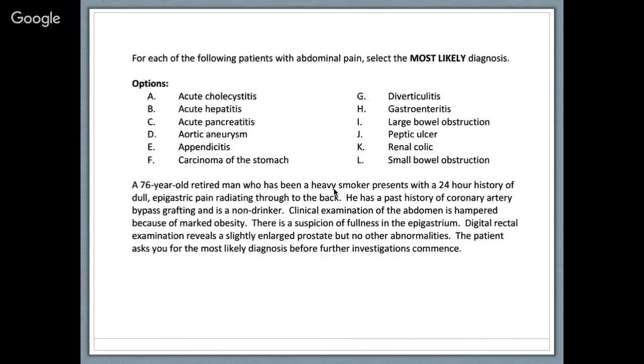Okay, I put this question in here because this has caused a lot of controversy. Most people don't agree on the answer of this question. And I actually don't know the objective right answer from the faculty. But have a read through it and we can discuss why people think one answer versus another. So 67-year-old retired man, heavy smoker, dull epigastric pain radiating through to the back, past history of coronary artery bypass graft, non-drinker. Examination of the abdomen is hampered because of marked obesity, suspicion of fullness in the epigastrium, DRE shows slightly enlarged prostate. What would you guys think?